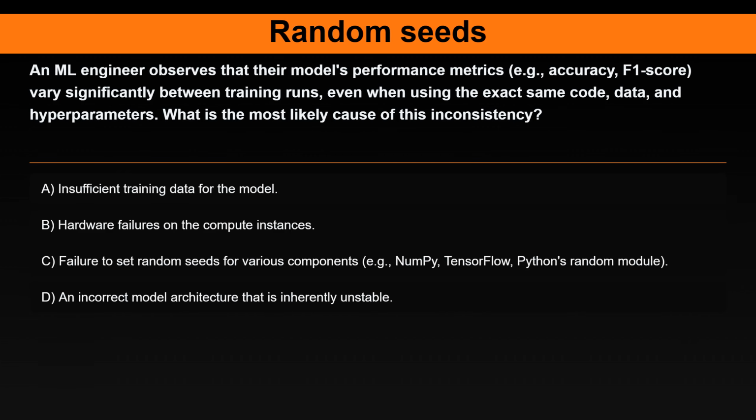Question 8. An ML engineer observes that their model's performance metrics, e.g., accuracy, F1 score, vary significantly between training runs, even when using the exact same code, data, and hyperparameters. What is the most likely cause of this inconsistency? Option A. Insufficient training data for the model. Option B. Hardware failures on the compute instances. Option C. Failure to set random seeds for various components, e.g., NumPy, TensorFlow, Python's random module. Option D. An incorrect model architecture that is inherently unstable.